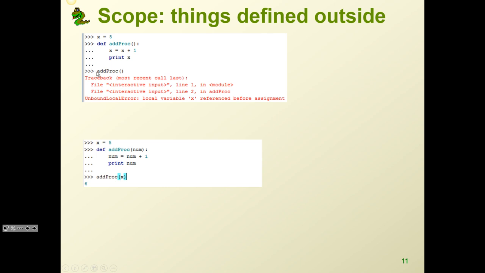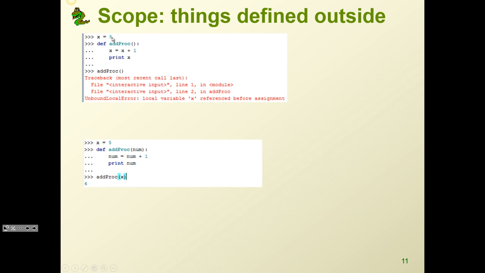If we then call, that's what this statement's doing, add proc, then we get an unbound local error. Local variable x is referenced before assignment. So if you try to use a variable that's inside of a function and hasn't been assigned a value inside the function, then you're going to get this error.